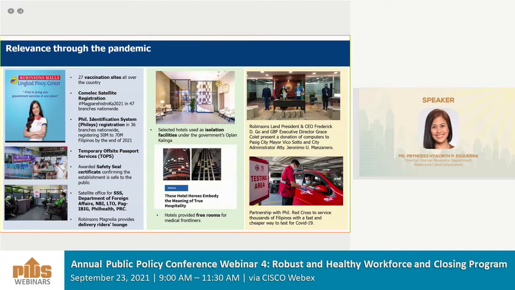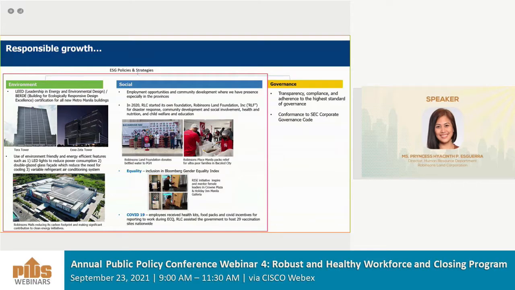And in partnership with the Philippine Red Cross, we gave thousands of Filipinos access to RT-PCR, a fast and cheaper way to test for COVID-19. Our projects did not stop throughout the pandemic; we keep going and going. Again, I go back to the point that we have our long-term ambition and we did not go away from that. We accepted our brutal facts, but we also know where operationally we can contribute. This is our ESG philosophy.